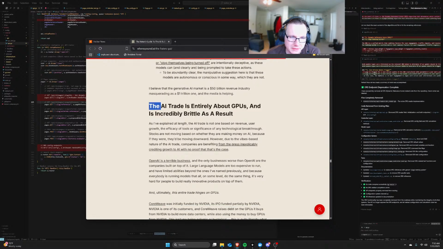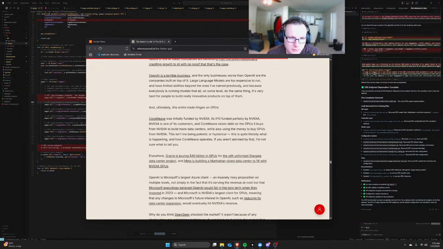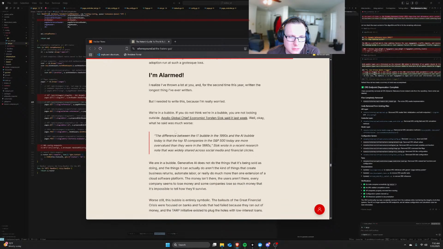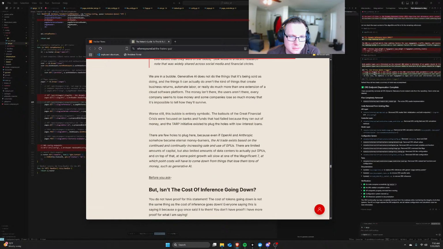This is the big point. This is completely true. The AI trade is entirely about GPUs and is incredibly brittle as a result. Yes. I'm alarmed. This bubble is entirely symbolic. Yeah. Yes.